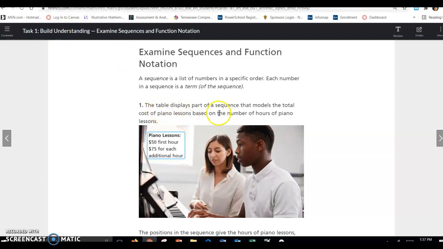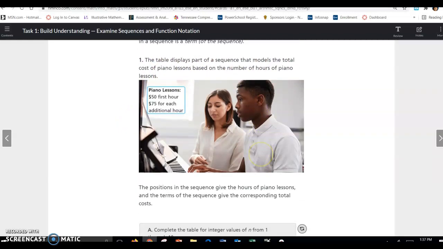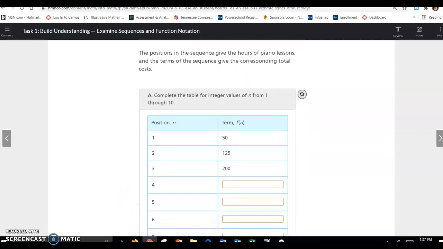The table displays parts of a sequence that models the total cost of piano lessons based on the number of hours of piano lessons. So you can see here the first hour is $50 and each hour after that is $75. The positions in the sequence give the hours of piano lessons and the terms in the sequence give the corresponding total cost. Complete the table for integer values of n from 1 through 10.